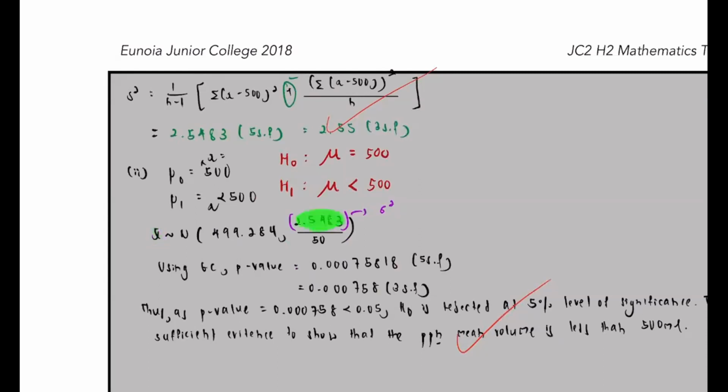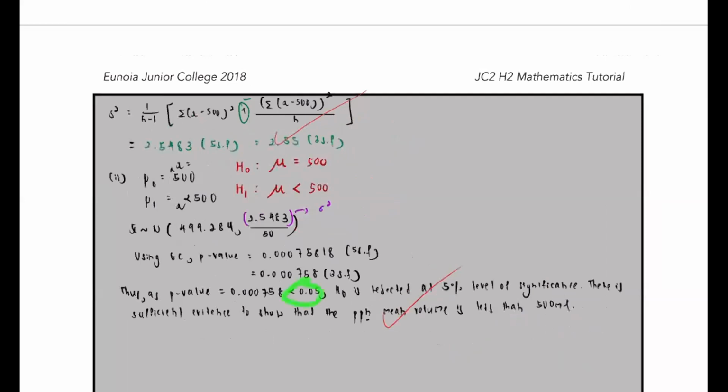So when you key in the GC, you want the Z test, it requires a sigma. You just take the square root of this numerator. Do not include the 50. Okay, you got p-value less than the 5%, therefore rejected at 5% level of significance. There is sufficient evidence to show that the alternative hypothesis is true.